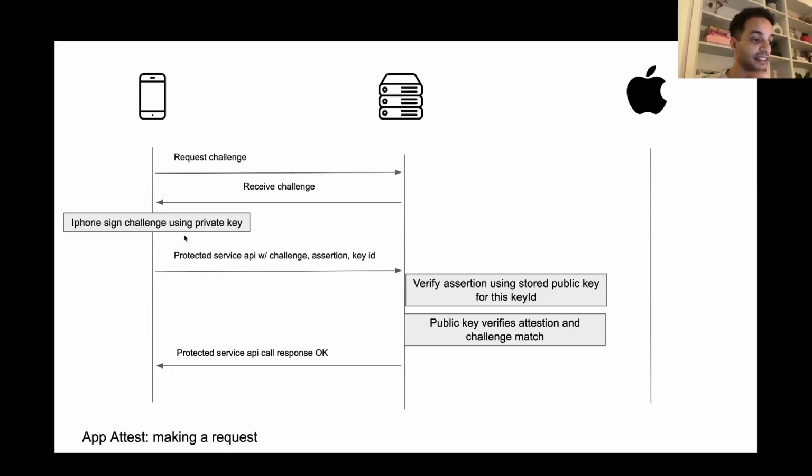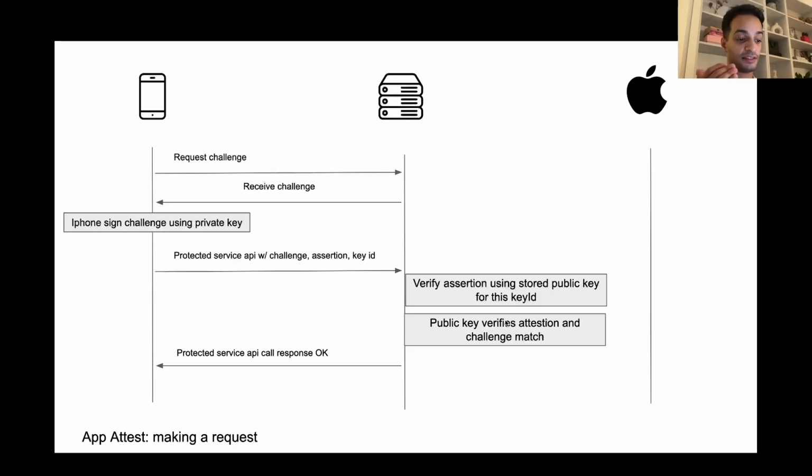Anyways, it takes that challenge, signs it using the private key on your iPhone that you created earlier, and then it will call the API that you were trying to call, whatever API that is. It could be registration, sign up, or a transaction. Along with the API request, it's going to send the challenge, the signed challenge, the assertion object, and the key ID. Then your server is going to first check: is the assertion valid? It's going to check that with Apple, and it's going to use the public key to verify the signature for that key ID.